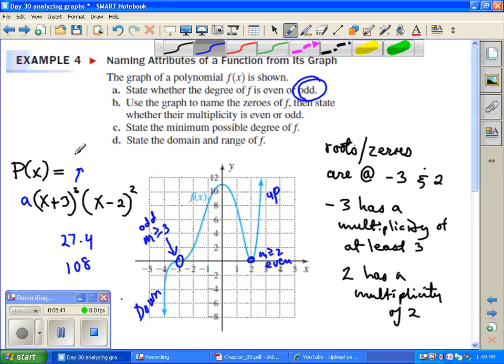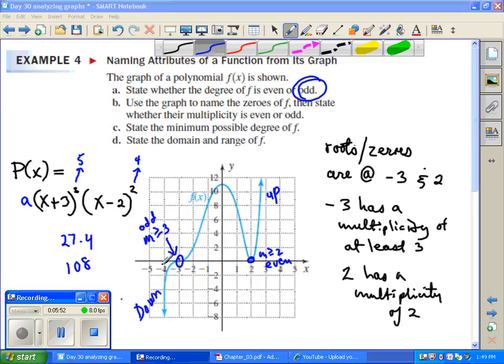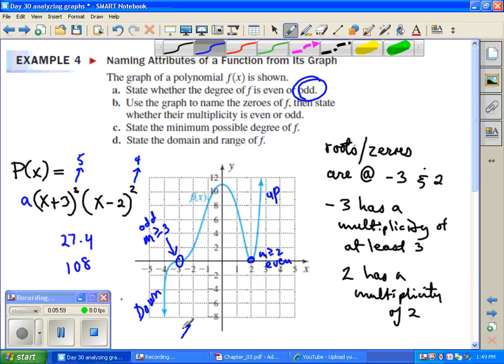This might not be 3, it could be 5. This could be 4, it just depends how flat it is at those points. What I did, let me pause. What I did here is because I knew that it had a root at -3, then it has a factor x plus 3, right? If it has a root at +2, then it has a factor x minus 2. And I put in the multiplicities.